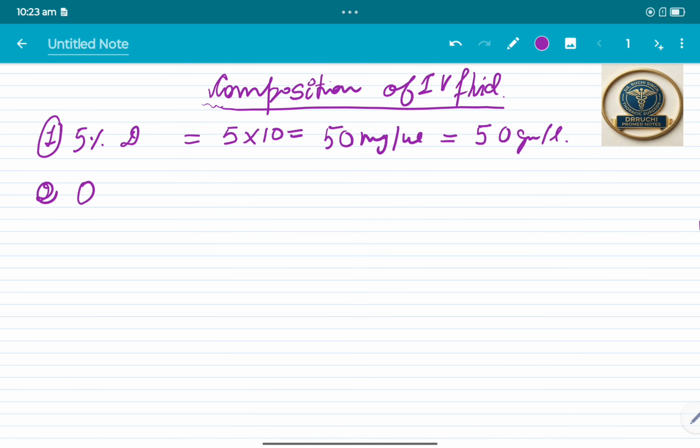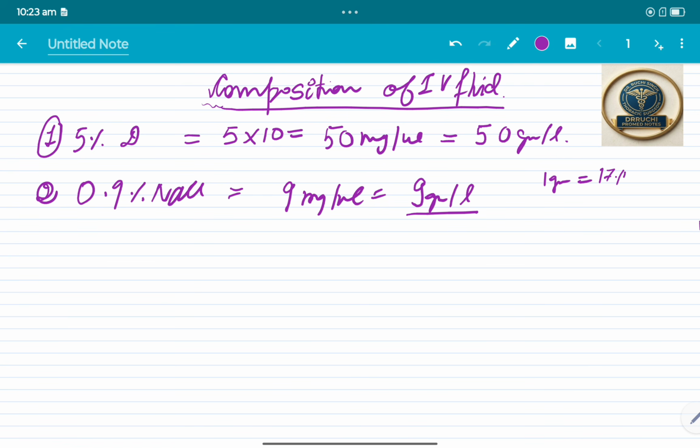Similarly, the next fluid is 0.9% NaCl, normal saline. You multiply it by 10: 9 milligram per ml, or you can write it as 9 grams per liter. And as you already know, 1 gram of NaCl salt contains 17.1 milliequivalent of sodium, so 9 grams will have 154 milliequivalent per liter of sodium and 154 milliequivalent per liter of chloride.